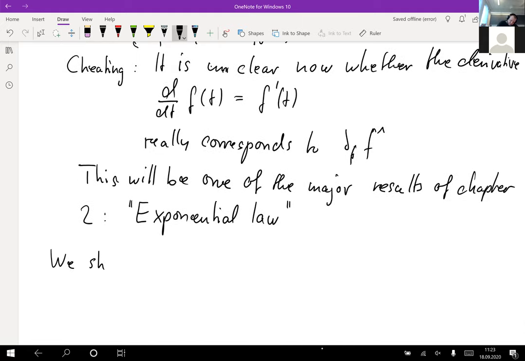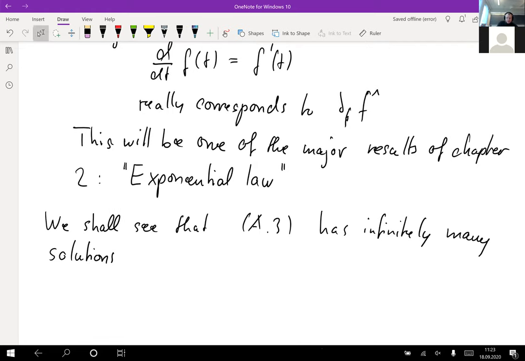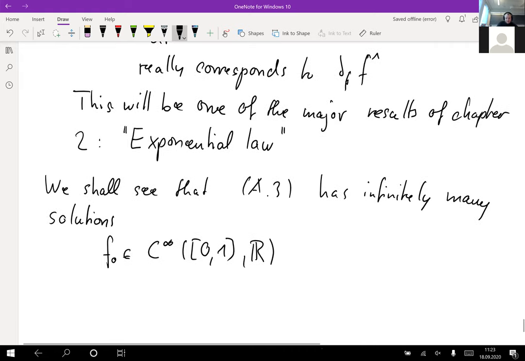We shall see now that A3 has infinitely many solutions. And how do we do this? So we have our function F0, which is a smooth function on [0,1] with values in the reals. And now, well, let's take out the big guns.